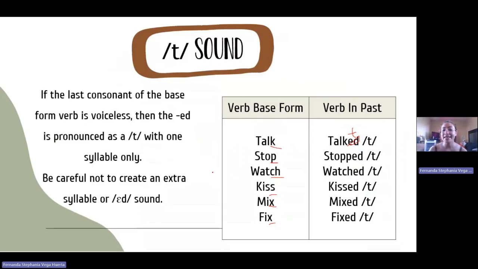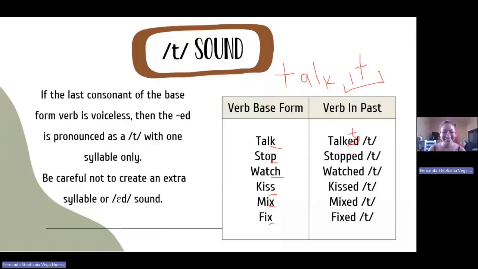And again, we don't create an extra syllable as in talk it, for example, because if you say that, people can misunderstand that you're saying the verb talk with the object it, instead of saying talked, right? That's very important, that you practice this sound so people don't misunderstand whether you are referring to a past verb or using this kind of object. Does it make sense?